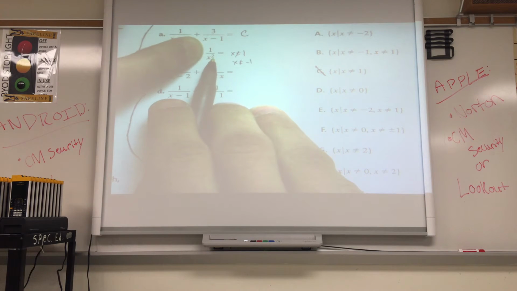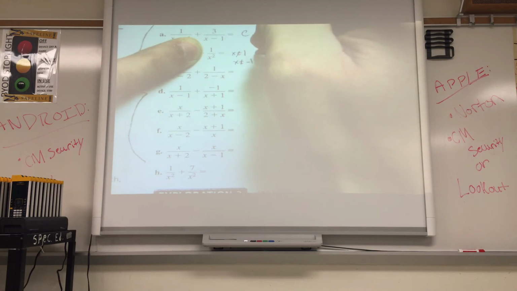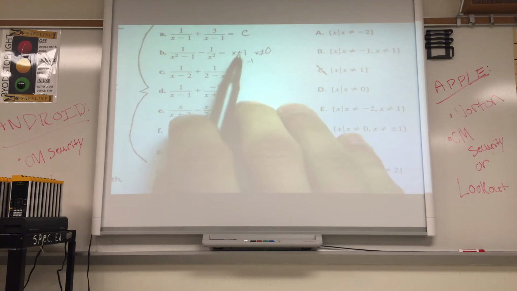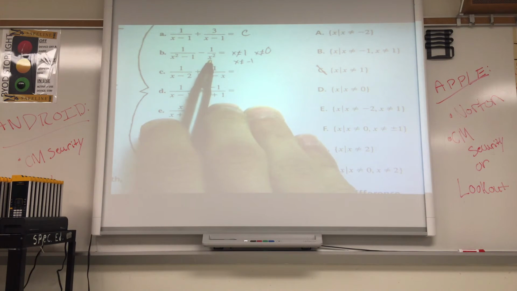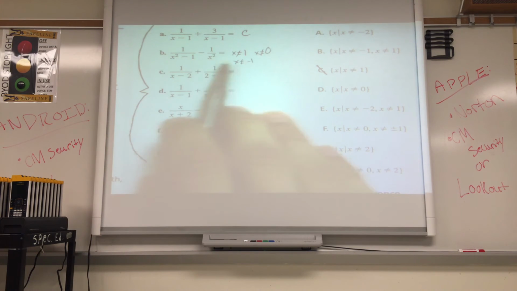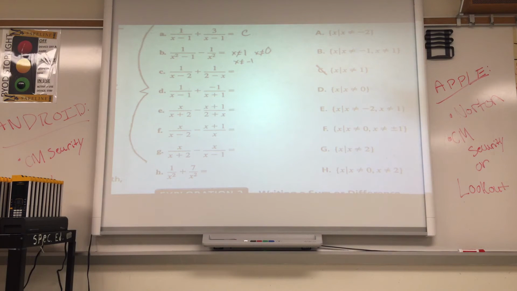And when you look over here, x squared cannot be 0 because 0 times 0 is 0 and you'd be dividing by 0. So x cannot be 0. So three things on this one. X can't be 0 because of this, and x can't be 1 because of this, and x can't be negative 1 because of this. All of those numbers would cause you at some point to divide by 0. So x cannot be 0 or positive or negative 1.